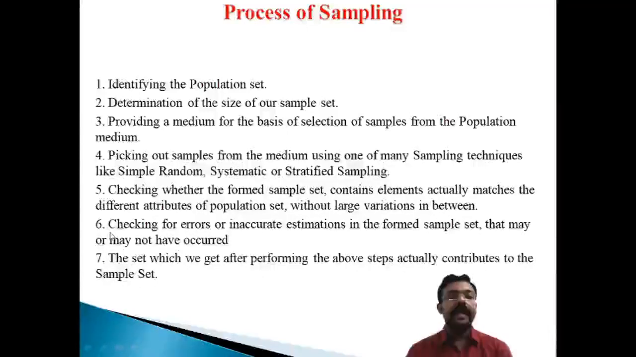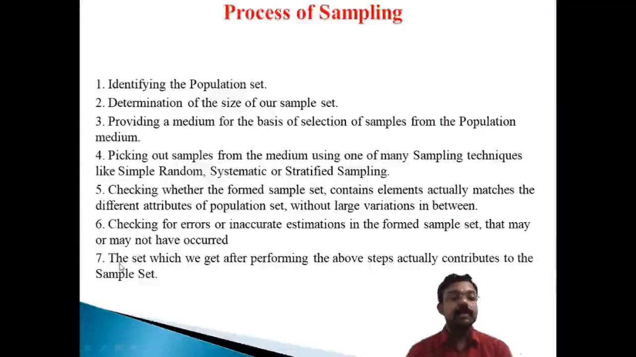And the sixth one is checking for errors or inaccurate estimation. There is a possibility of sampling error. Error means the error arising whenever you are conducting the sampling. You must check the errors that occurred in the sampling process. That is the sixth step of the process of sampling.